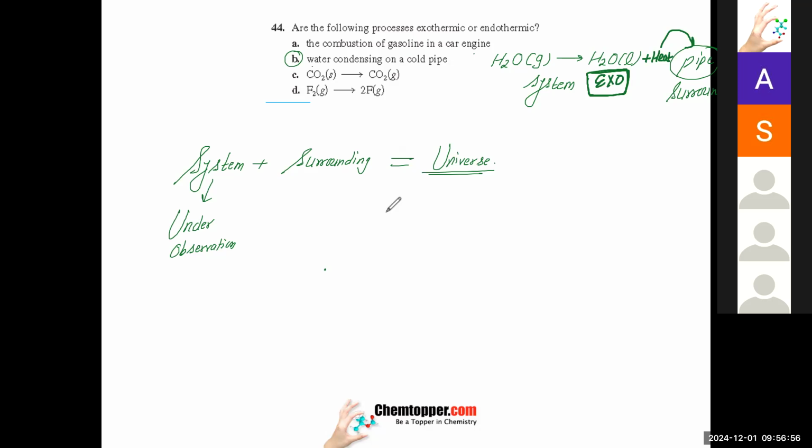They should be same in magnitude. Energy can neither be created nor be destroyed. If system is losing, surrounding is gaining. If surrounding is losing, system is gaining. So this is a cycle of energy in the universe. Okay, C part.